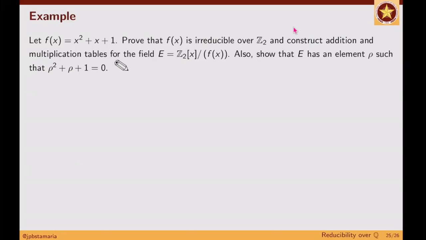Okay. So over Z sub 2, what do we have? If I evaluate f at 0, you see that this is 1. F of 1 is also 1. So therefore, f has no root in Z sub 2.